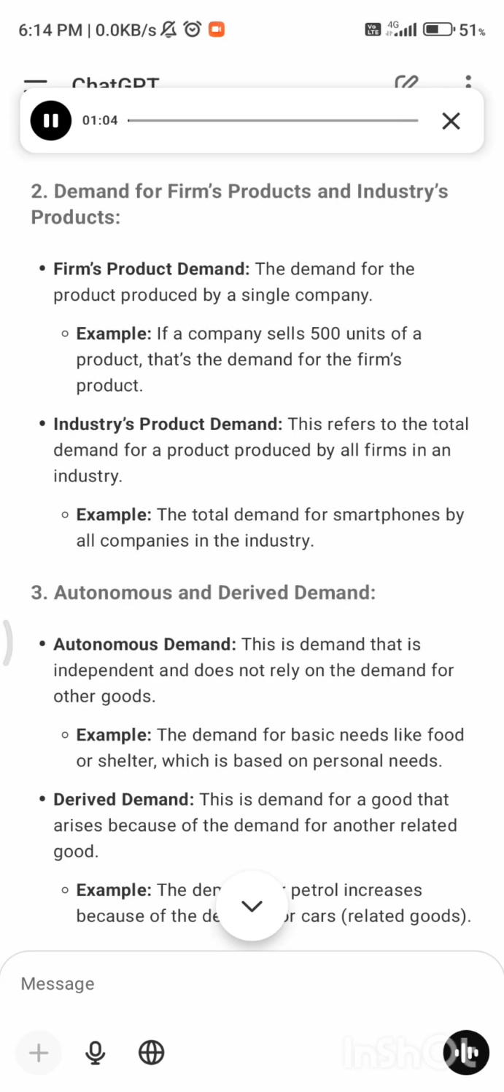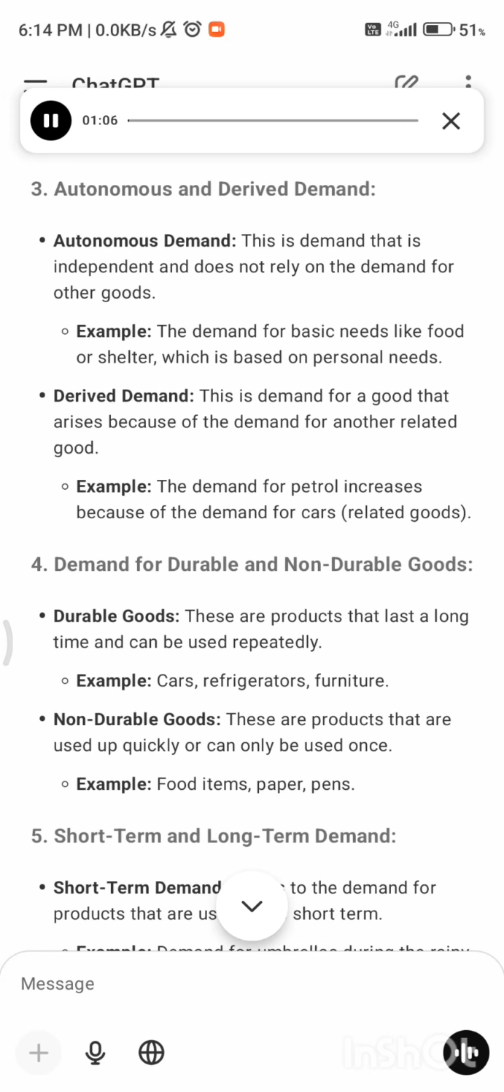3. Autonomous and derived demand. Autonomous demand. This is demand that is independent and does not rely on the demand for other goods. Example: the demand for basic needs like food or shelter, which is based on personal needs. Derived demand. This is demand for a good that arises because of the demand for another related good. Example: the demand for petrol increases because of the demand for cars, related goods.